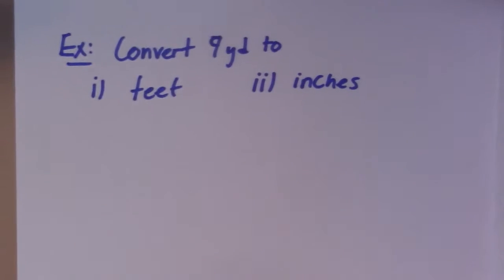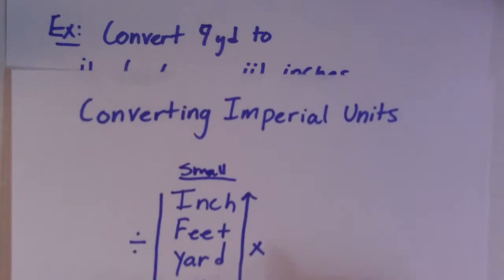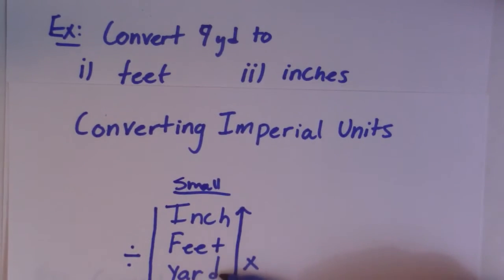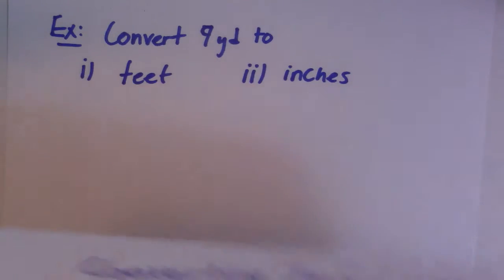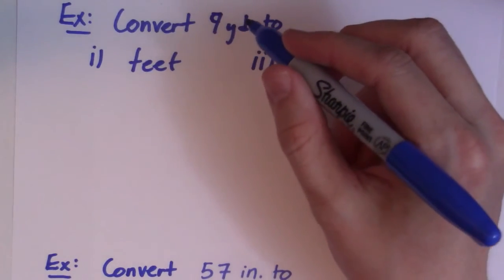Here's my example. Let's convert 9 yards to feet and 9 yards to inches. If you look at my diagram, let's start with the yards to feet. I have 9 yards given, and I'm going to feet. So I'm going from a bigger unit to a smaller unit. I'm going to multiply. So I need to know the conversion factor between yards and feet.